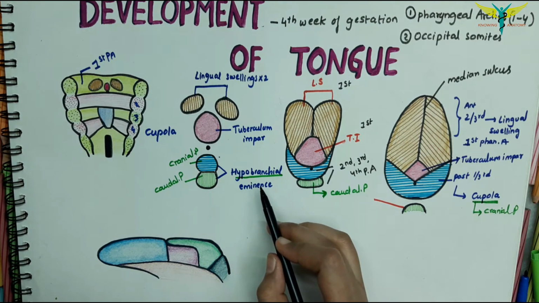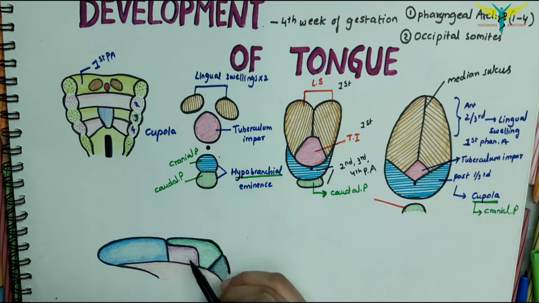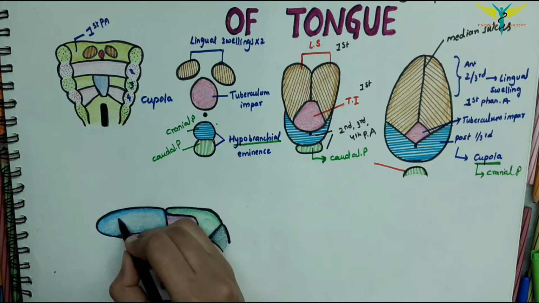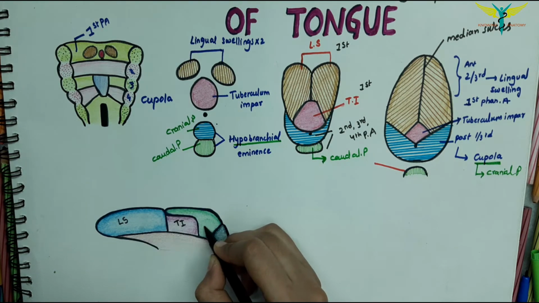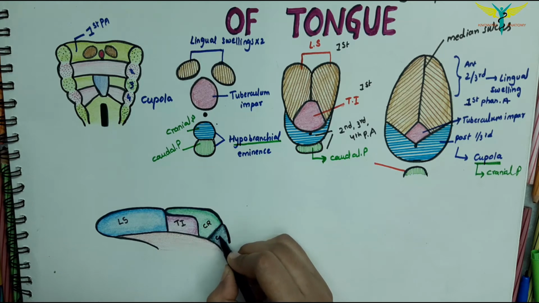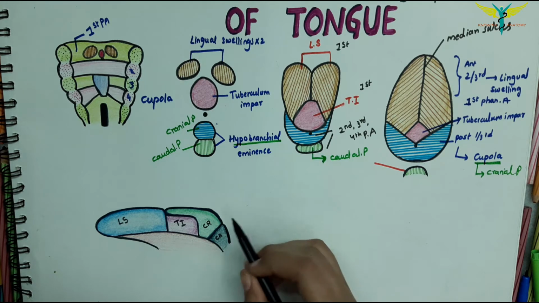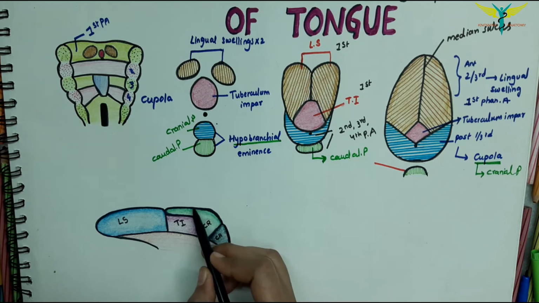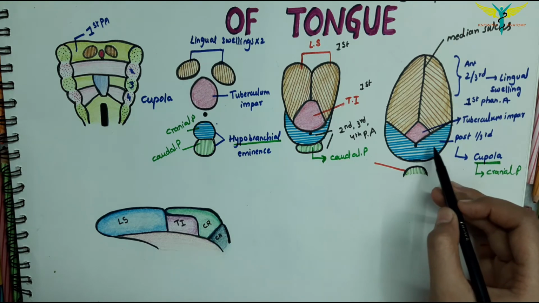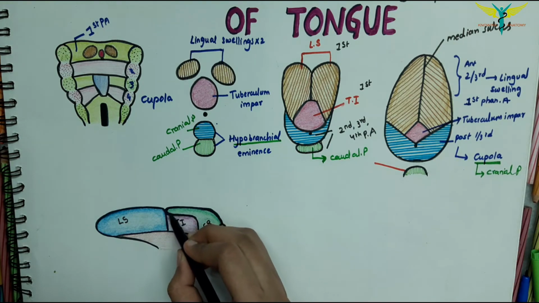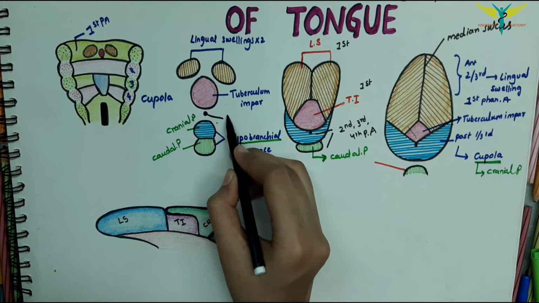Within the hypobranchial eminence, the 3rd pharyngeal arch component overgrows the 2nd. In this diagram, this blue color indicates the lingual swellings. This is the cranial part and the caudal part of the hypobranchial eminence. The 3rd pharyngeal arch overgrows the 2nd arch and forms the mucosa of the posterior 1/3 of the tongue. You can see the overgrowth of this 3rd pharyngeal arch. And this is the foramen cecum.